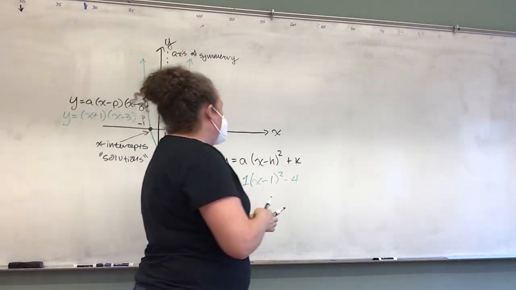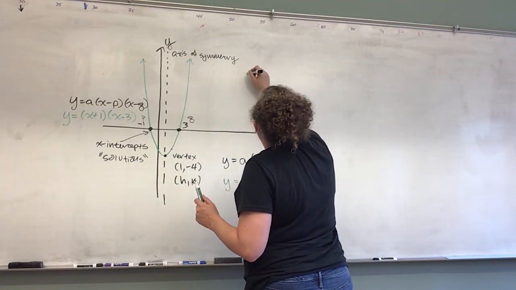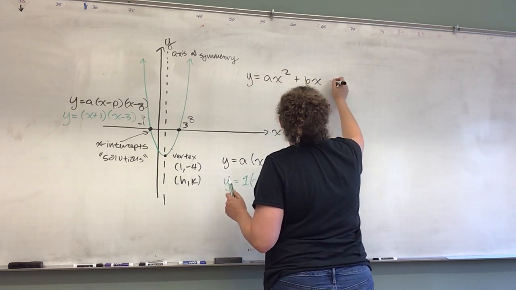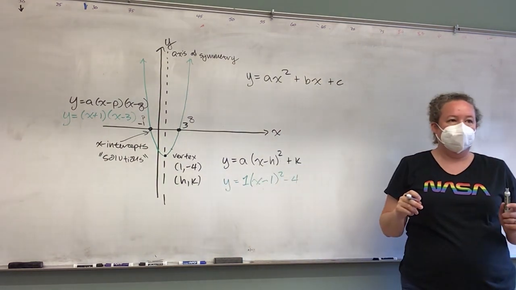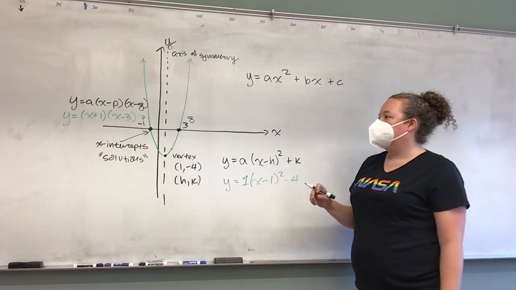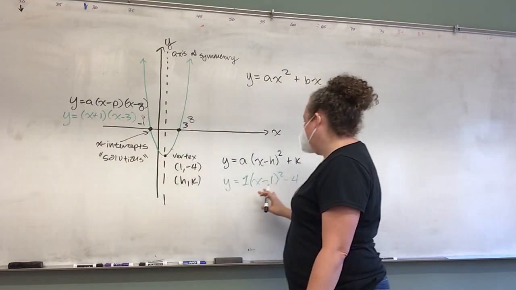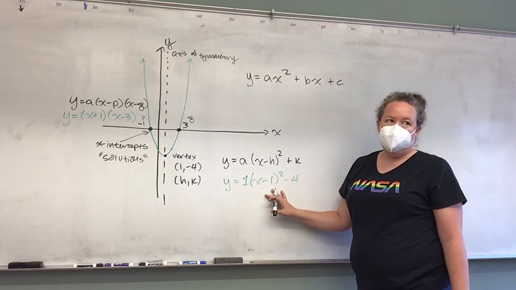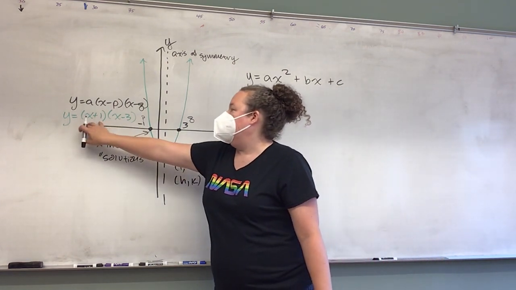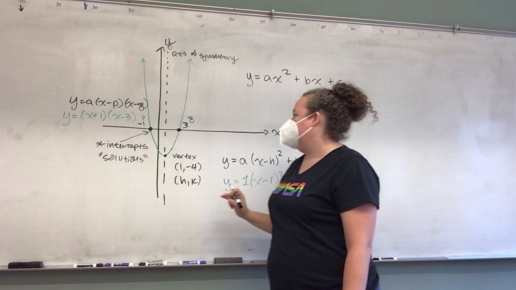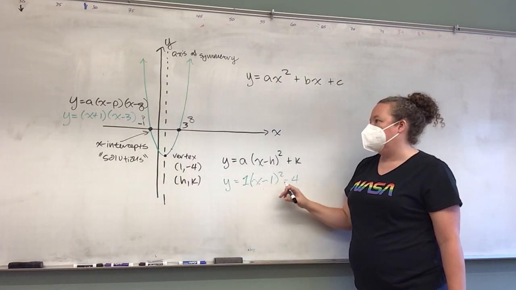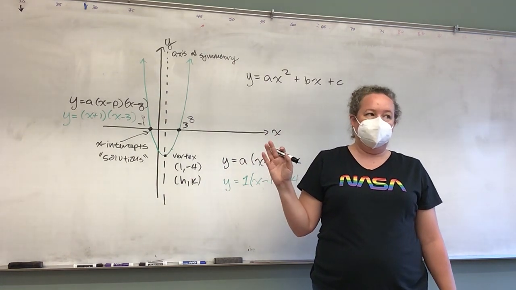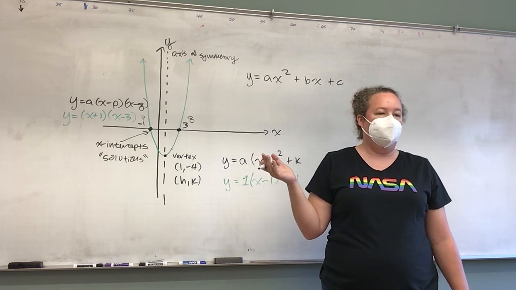All right, our last flavor of the equation of a parabola is the standard form, which is y equals ax squared plus bx plus c. And we can get to that. Here's where we're going to check to see, have we done our equations correctly? These two equations, y equals x plus 1 times x minus 3, and y equals x minus 1 squared minus 4, should give us the same equation. Why should they give us the same equation if we reorganize them?